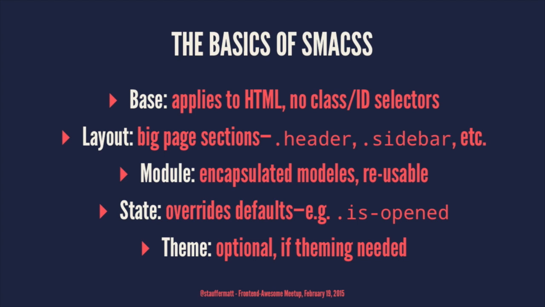And let's just imagine we've got 5 CSS files. Base.css, layout.css, module.css, state.css, theme.css. Layout are the big page sections. You step back 10 feet from your website. What are your big sections? Header, sidebar, body, footer, right rail, left rail, primary rail, whatever.